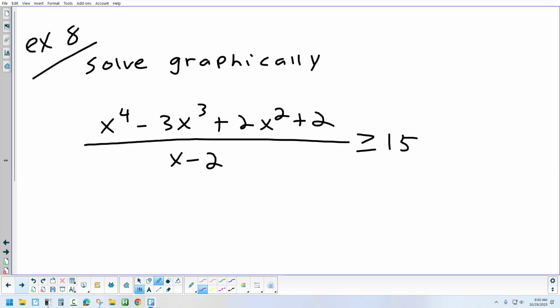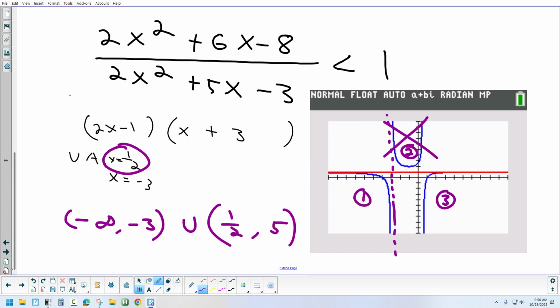And that's just another one that's pretty similar, solving graphically. But it's the same idea as this last one. All right, so any questions on solving rational equations algebraically with the LCD or inequalities graphically, like that? Okay.